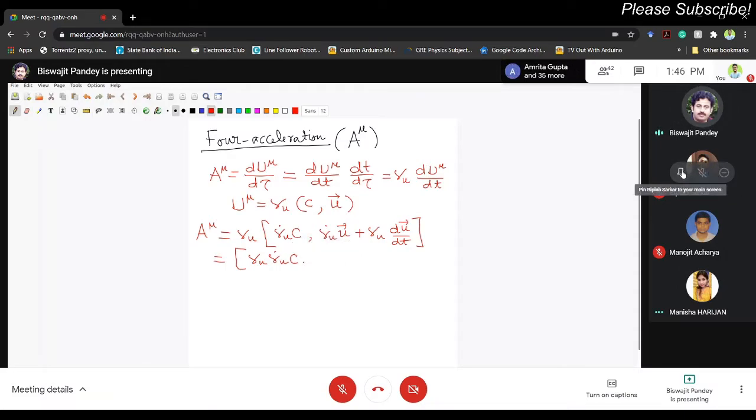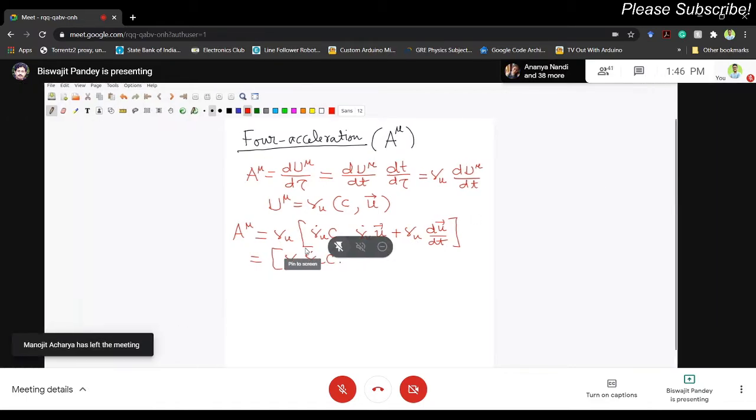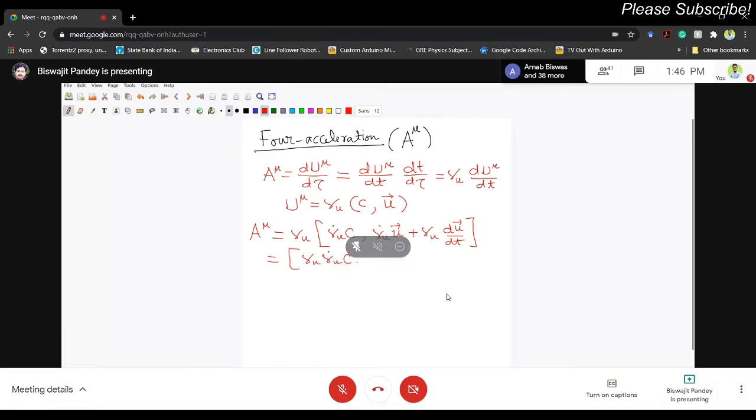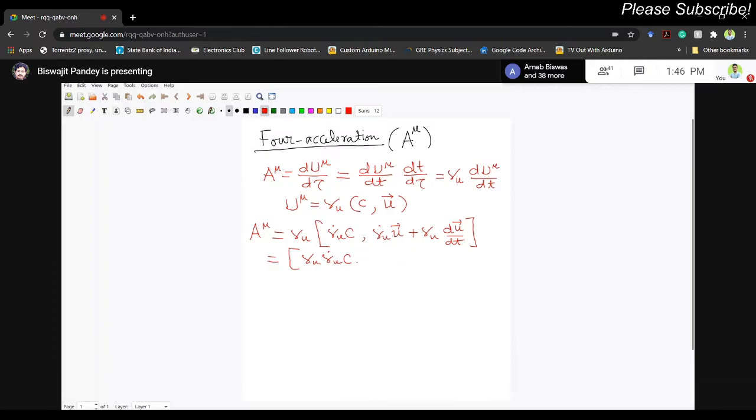Okay, look at this first line. This a mu is defined to be the proper time derivative of the four velocity, right? So that gives us gamma u times the normal time derivative of the four velocity. So this gamma u comes from here, right? This gamma u, and then take a derivative of this thing, du mu dt. So I'm taking the derivative of each component. So the time component, take gamma u dot. This one is gamma u dot.